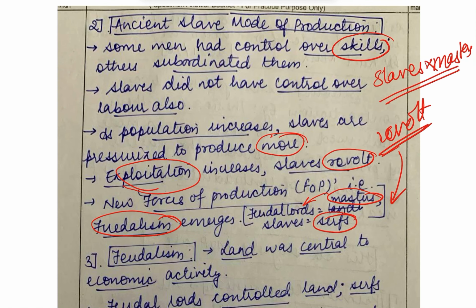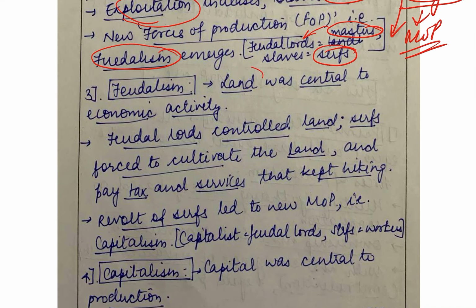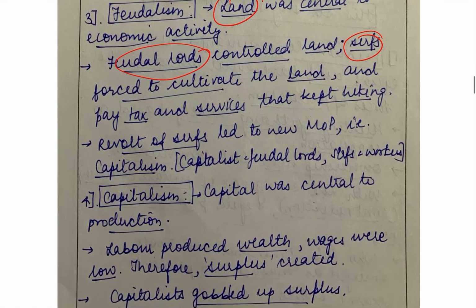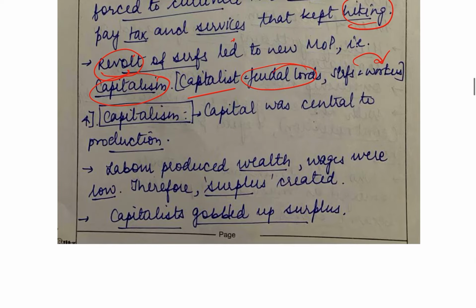This is dialectics. I'll show you a diagram at the end of the answer where you can be very creative in representing each mode of production. Okay, so in feudalism, land was the central idea. The feudal lord controlled the land and serfs were forced to cultivate the land, pay taxes and services that kept on hiking. So ultimately revolt happens and capitalism will grow. So capitalists were the feudal lords and serfs became the workers.